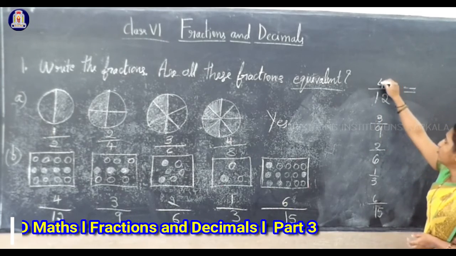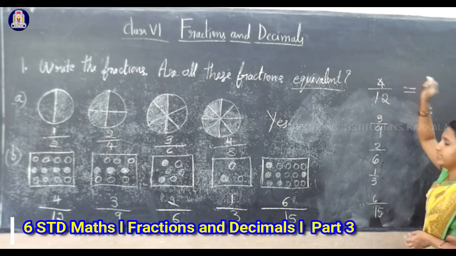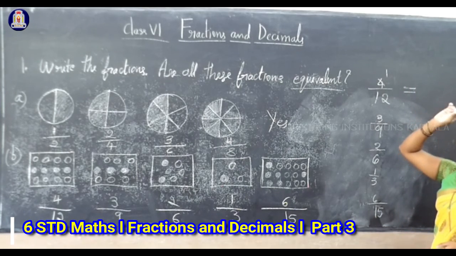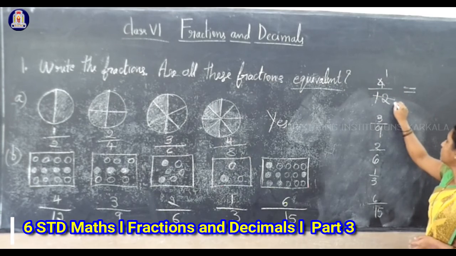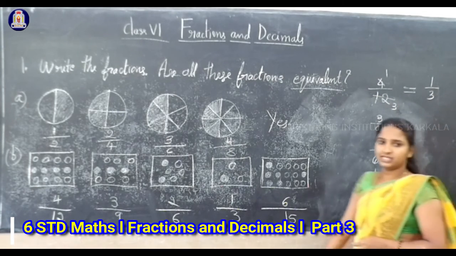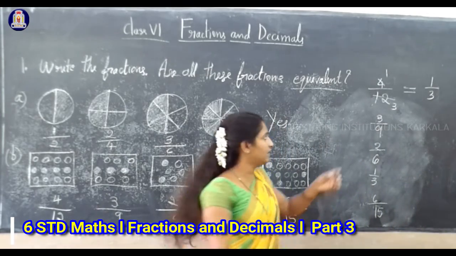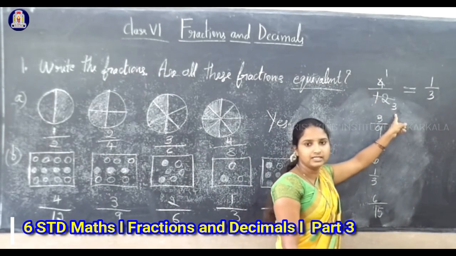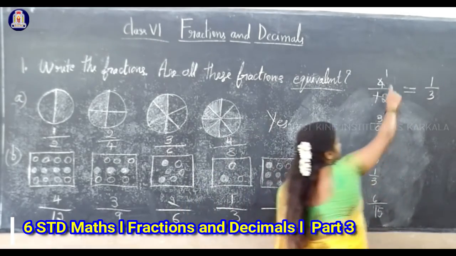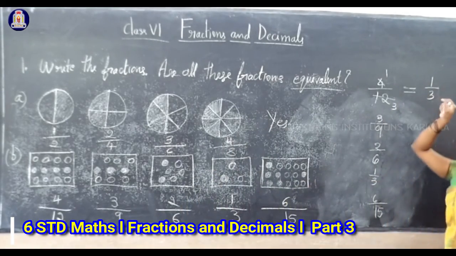Okay? Now 4 by 12, 4 divides. In the 4 table, 4 ones are 4, and 4 threes are 12. So what is remaining? 1 by 3 is remaining. The numerator is 1, the denominator is 3. So the fraction is 1 by 3. Okay, 1 in the numerator, 3 in the denominator.